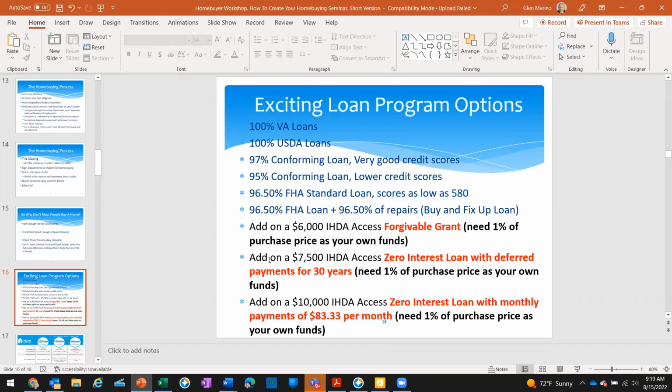But the second option that they have, they can add on a $7,500 zero interest loan with deferred payments for 30 years. So what does that mean? That means that they can get $7,500 today. There are no payments for 30 years. It's a zero interest loan. So if they stay in the house for 10, 15, or 20 years, at that point in time they owe back the $7,500 loan, zero interest, and they would pay it out of sales proceeds. If for some reason they keep the house for 30 plus years, at the end of 30 years they would owe back the $7,500.